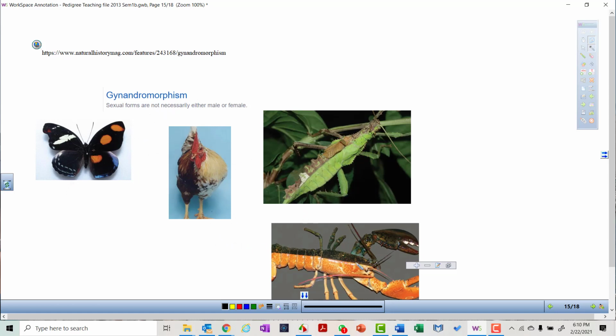If you take a look at the screen here, you'll see that on many animals the male and female look different. They have different plumage, different coloration, different size, and all those sorts of things. So here you see a butterfly, a chicken, a lobster, and a type of grasshopper that all have this gynandromorphism, where they have both male and female genes somehow inside of them. Okay, so it's very, very interesting. And I have a link here for you guys to check out if you want to learn more about it.